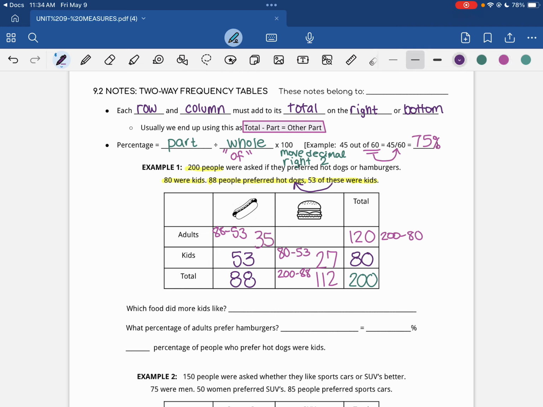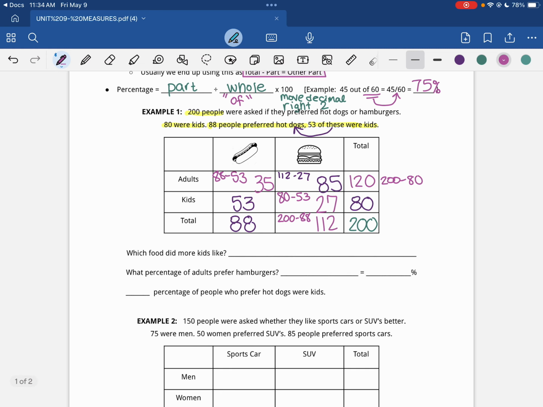And lastly, I have two different ways I could do the last one. I could do 120 minus 35 along the top row, or I could do 112 minus 27 using the column. It does not matter which way you do it. Either way, your answer is going to be 85. And that's it. That's how you fill in the table.